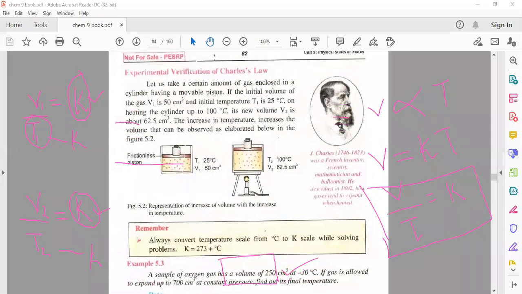Now move towards experimental verification. Take a cylinder, here you can see, which is attached with a movable piston. The initial volume is 50 centimeter cube and the initial temperature is 25 degrees Celsius. This temperature is increased to 100 degrees Celsius. Here you can see the temperature is increased to 100 degrees Celsius. The new volume is 62.5 centimeter cube. So it is proved that if you are increasing the temperature, the volume will increase.